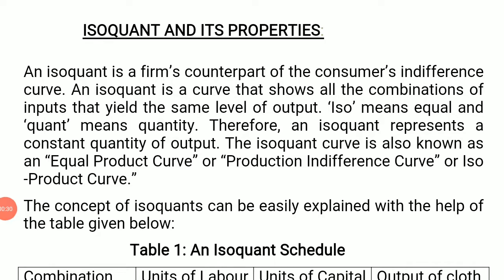Iso means equal and quant means quantity. Therefore, an isoquant represents a constant quantity of output. The isoquant curve is also known as equal product curve or production indifference curve or isoproduct curve. The concept of isoquants can be explained with the help of a table.